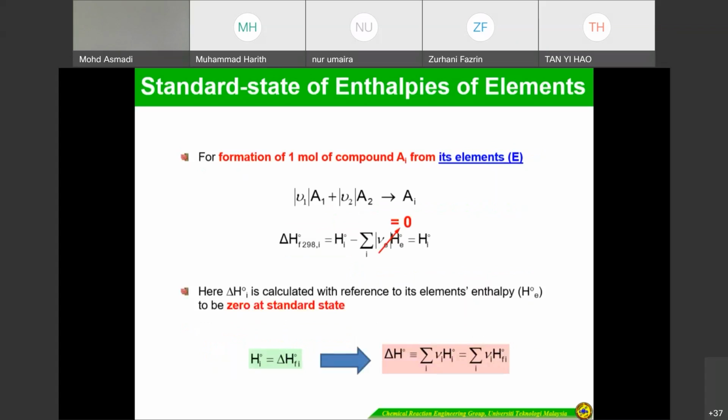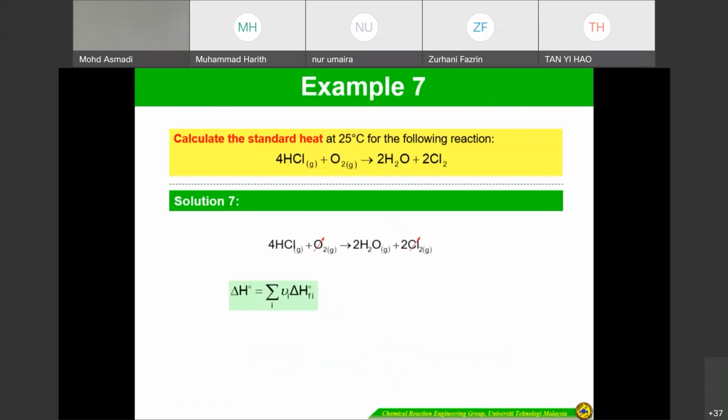This is already explained actually. One mole of compound i formed from the elements. So for the element, it is equal to 0. You have to remember that. Delta Hf is for the element. So for the non-standard heat of reaction, you have to use heat of formation to calculate the standard heat of reaction.